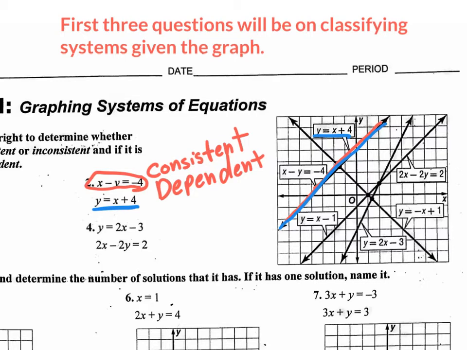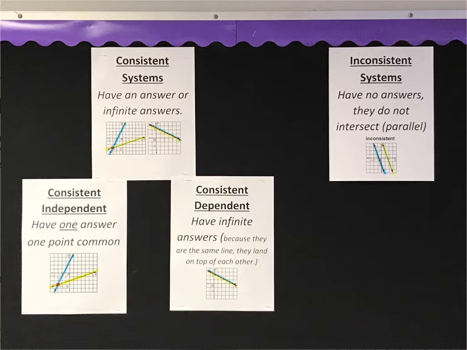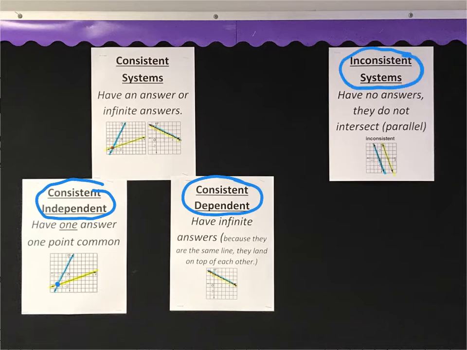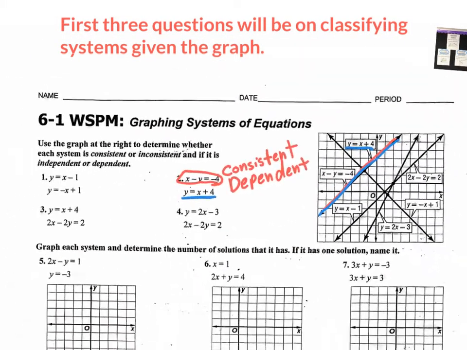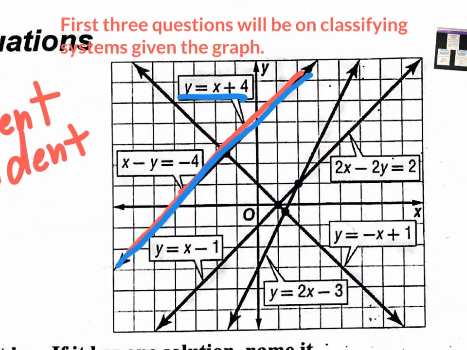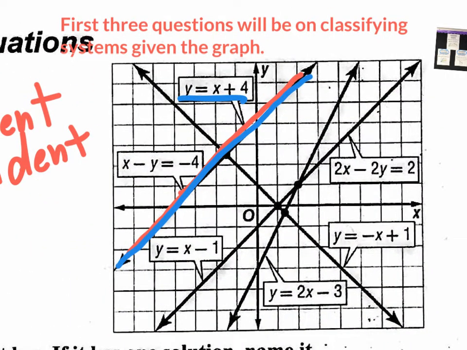If you get confused, look at the wall. So once again, let me repeat, the first three questions is classifying. There's only pretty much three options. It's consistent independent. That's if you have one single answer. Maybe consistent dependent. That's if you have an infinite amount of answers. In other words, if the lines land on top of each other. And the third option, inconsistent. That means that they're parallel, they do not cross. So once again, the first three questions on your quiz today will come from looking at the graphs and determining if it's a consistent independent, consistent dependent, or maybe just inconsistent if they're parallel.